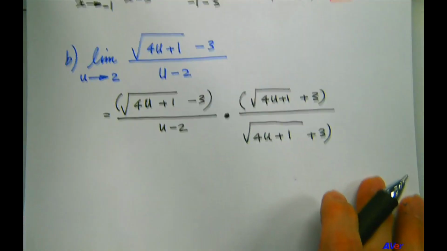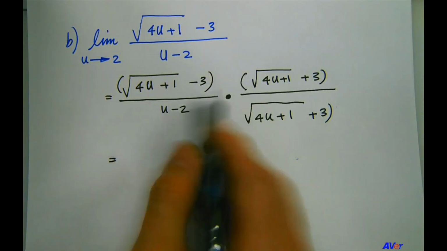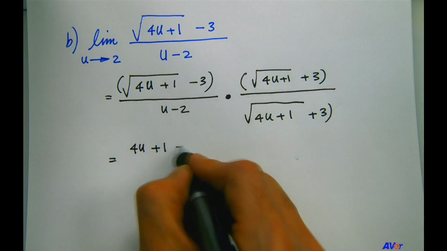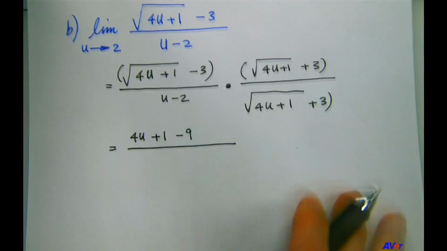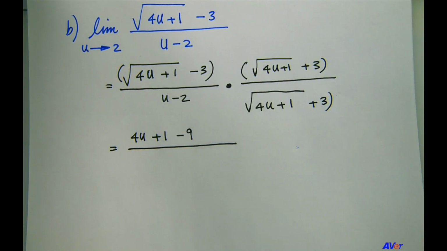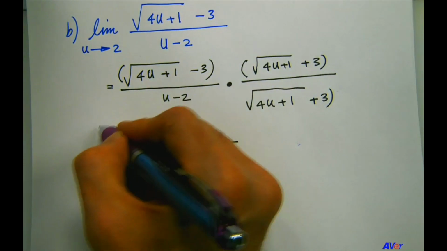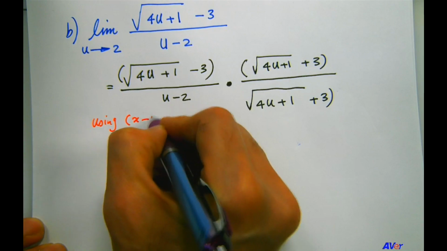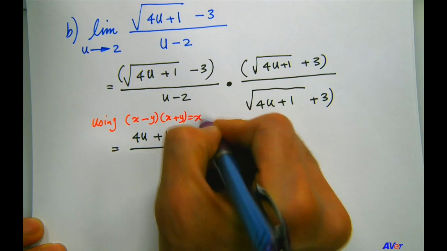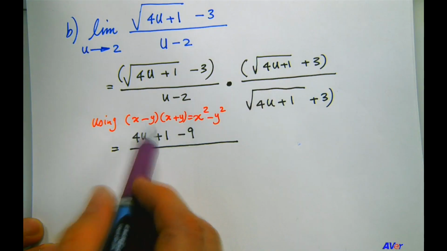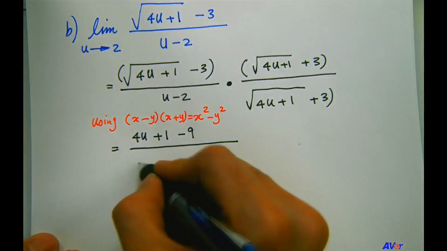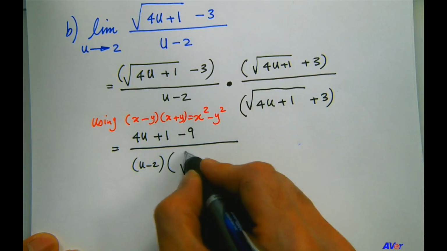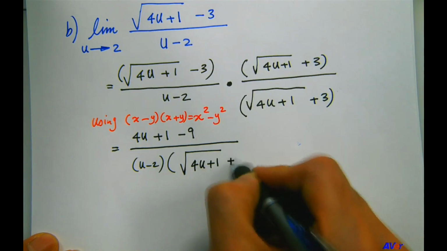So in the numerator, it's clear what we're going to have, right? We're going to have the 4u plus 1 and then minus 9, from the special product formula that we have. I'm sure you remember this, but just in case, (x minus y) times (x plus y) is equal to x squared minus y squared. That's what we use in the numerator here. And then in the denominator, we're going to have (u minus 2) times (square root of 4u plus 1 plus 3).